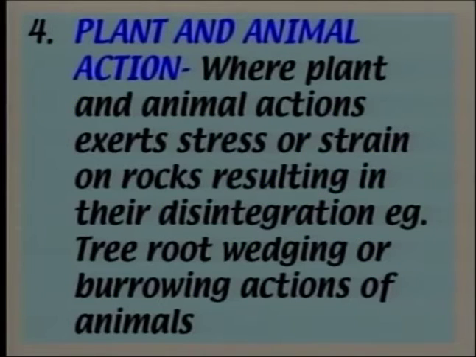Finally, we looked at plant and animal action. Where plant and animal actions exert stress or strain on rocks, resulting in their disintegration or breaking up, we can say physical or mechanical weathering has taken place. The 2 examples we looked at were tree root wedging and the burrowing action of animals. So those are the 4 examples of physical or mechanical weathering that we have covered so far.